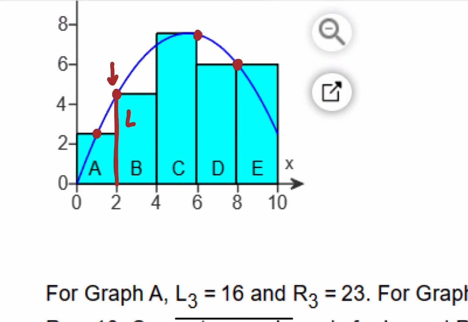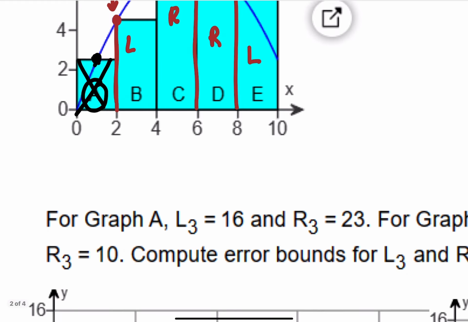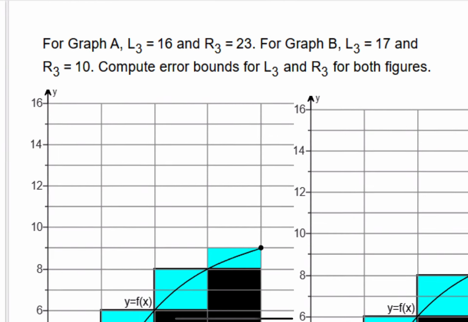Here is the function point on the right side, and this function value is the height of the rectangle. This is my right. For D, this is going to be the right side. And for E, this is going to be the left side. But look at this weird A, which is in between. So this A is neither left nor right rectangle. All right. Let's take a look at the next one.